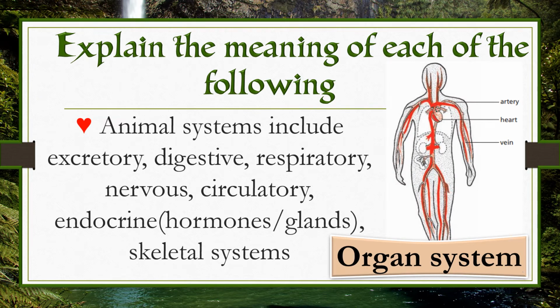Animal systems include the excretory system, digestive system, respiratory system, nervous system, circulatory system, endocrine or hormones and gland system, and skeletal system.